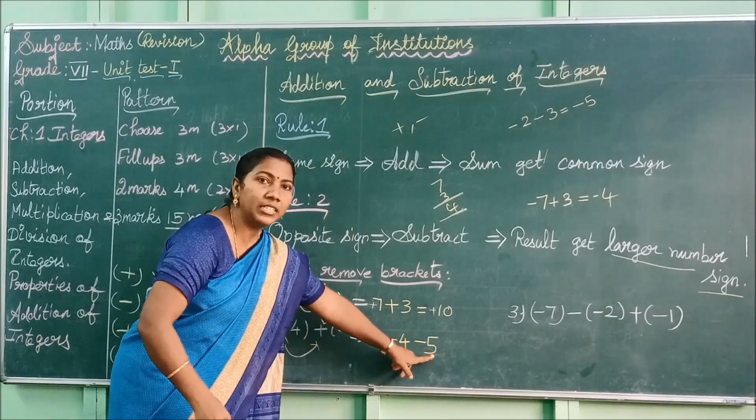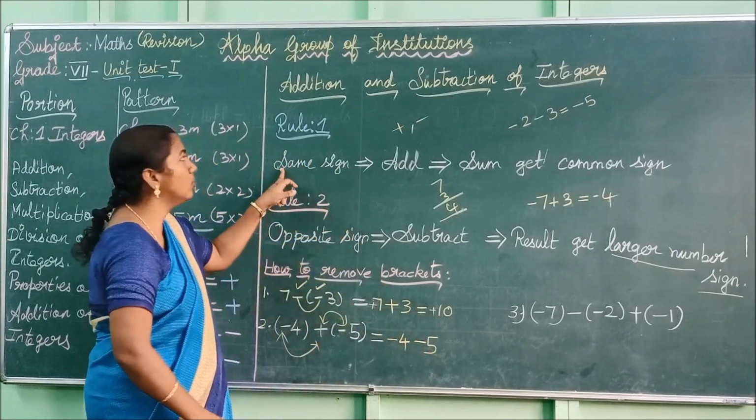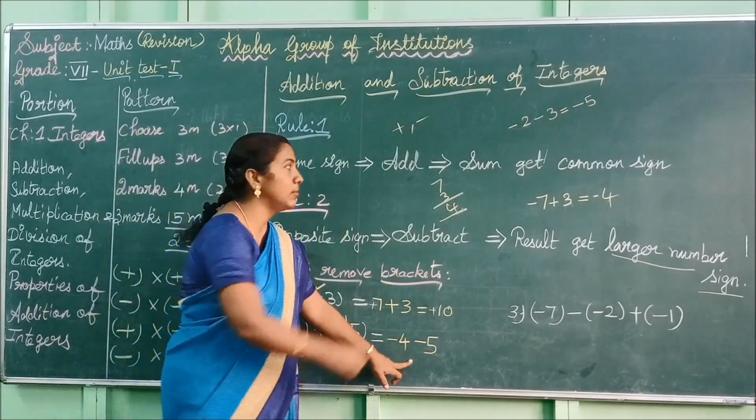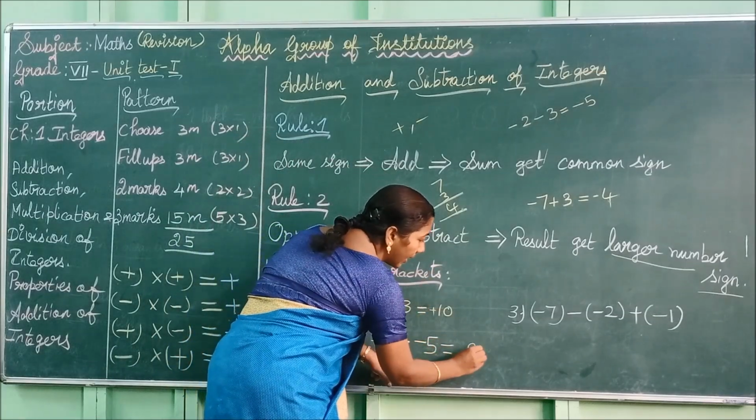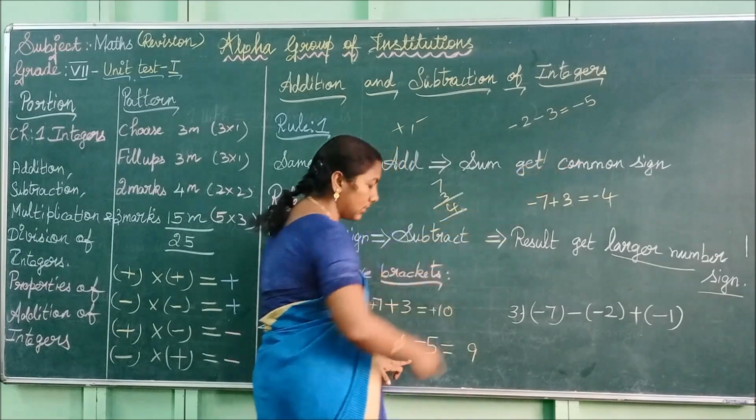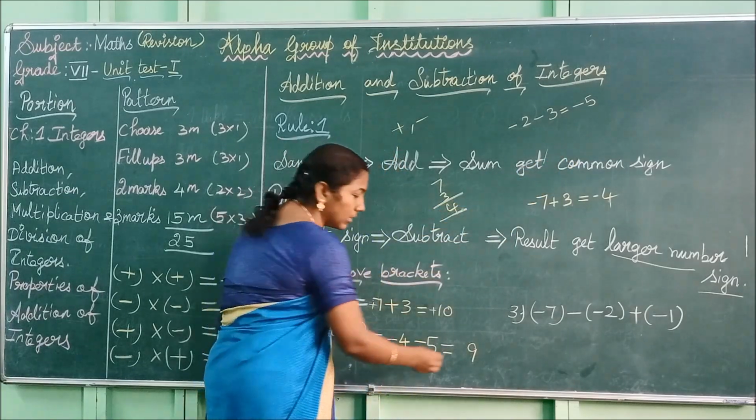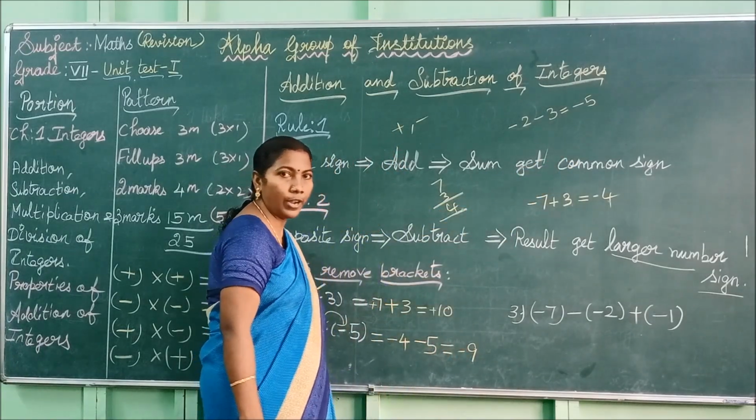So the given two integers are of the same sign. According to rule 1, if they are of the same sign we have to go for the operation addition. So 4 plus 5, 9. Thus the sum gets the common sign. Both integers have the sign minus, so the answer is minus. Do you understand, children?